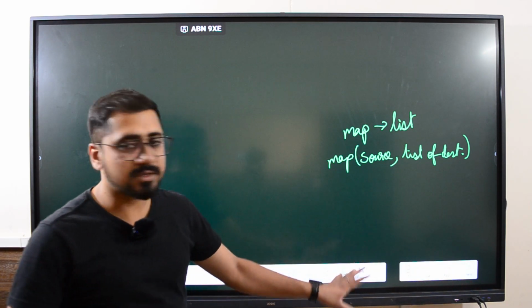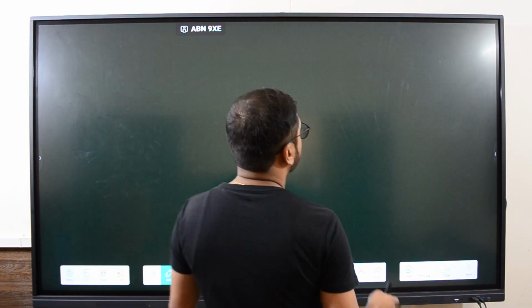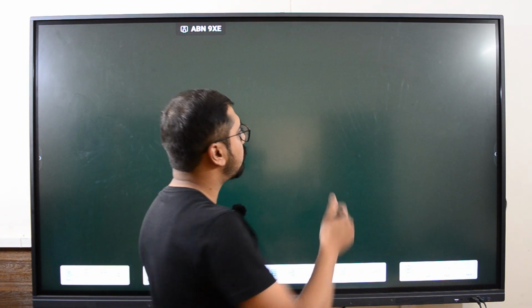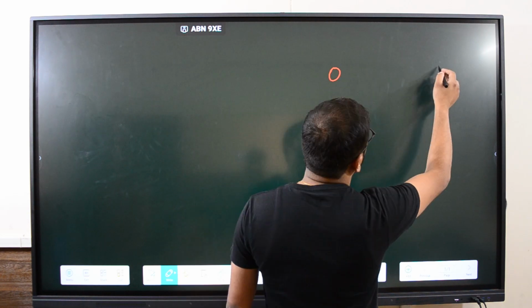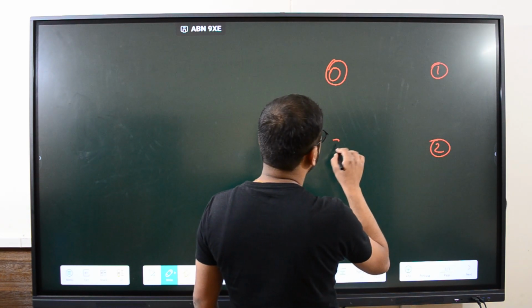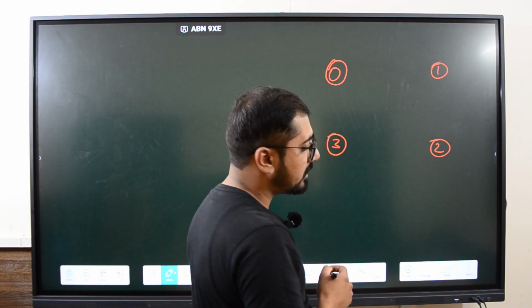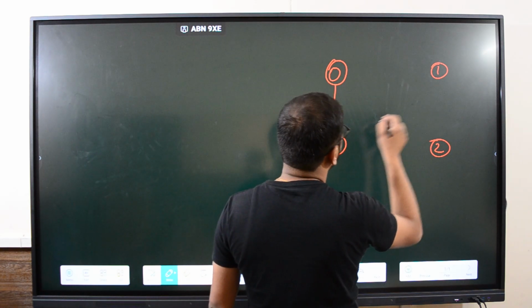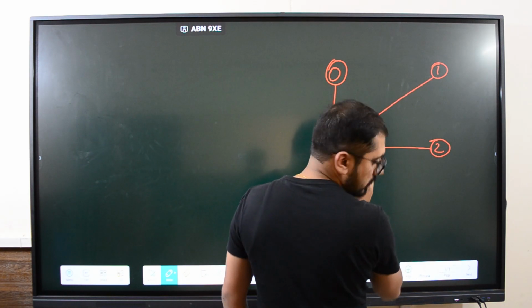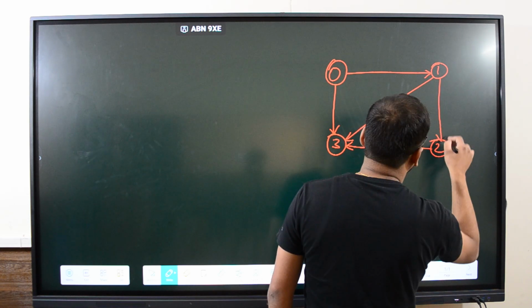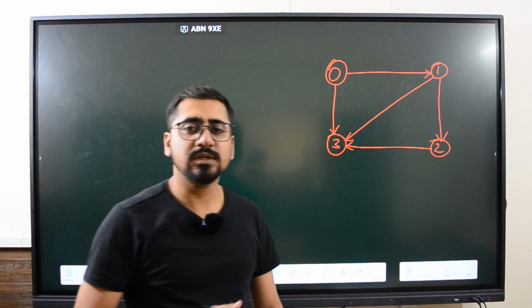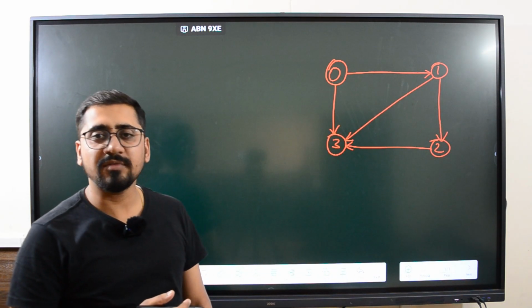Now let me show you an example. Suppose I have these four nodes here, 0, 1, 2 and 3, and I have directed edges 0 to 3, 1 to 3, 2 to 3, 0 to 1 and 1 to 2. So this is a basic graph that we have here.